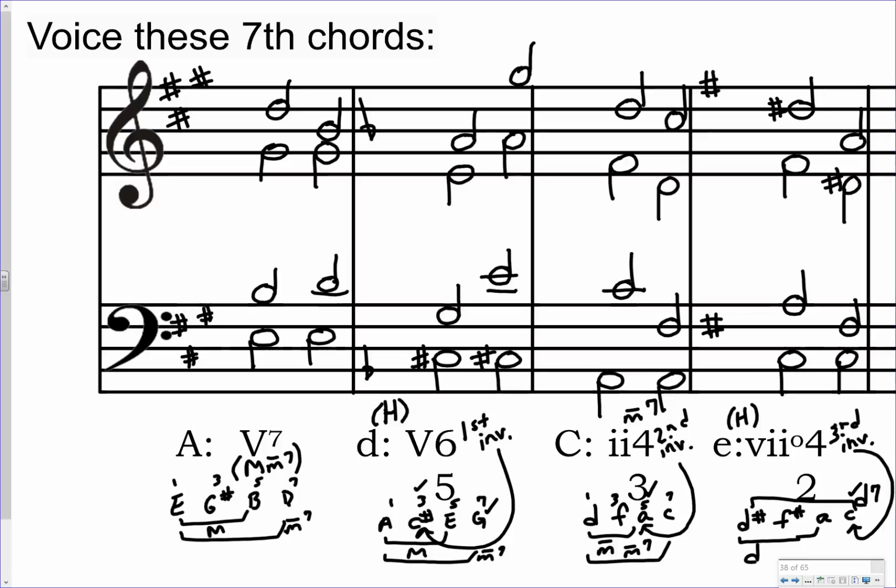In C major, we need a minor 7th chord, that's a minor 2, 4, 3 in 2nd inversion, with an A in the bass, and the chord tones should be D, F, A, C. And finally, E harmonic minor, the 7 diminished 4, 2, that's 3rd inversion, with the 7th chord tones being D sharp, F sharp, A, C. So you can see my work is laid out where I've labeled all of the tones, and I've put the quality of the triad from root to 5th, as well as the quality of the interval from root to 7th to help me realize the correct tones.